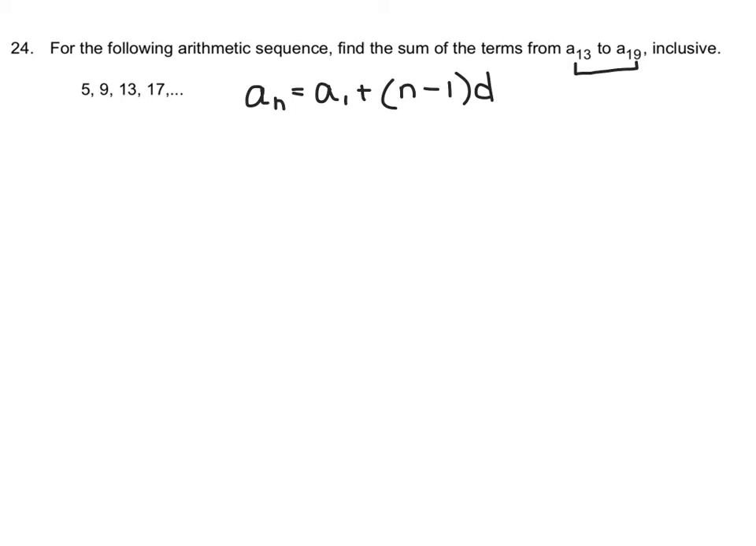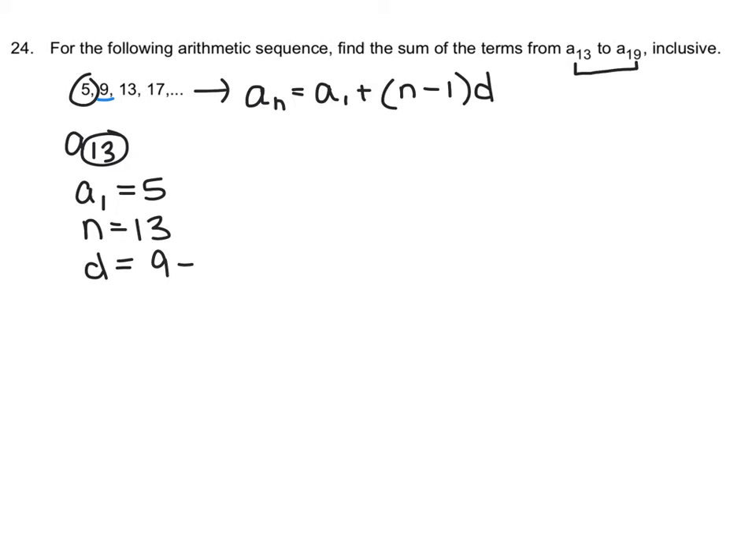So to find A13, we need to apply this formula. Now, A1 is the first term in the sequence, which is 5. N is the position of the term we're trying to find, which is 13. And D is the common difference. Since this is an arithmetic sequence, I find the common difference by taking the second term, which is 9, and subtracting the first term, which is 5. And 9 minus 5 is 4, so D is 4.